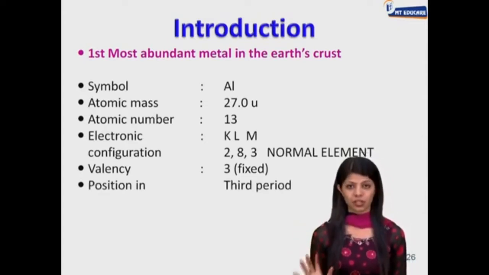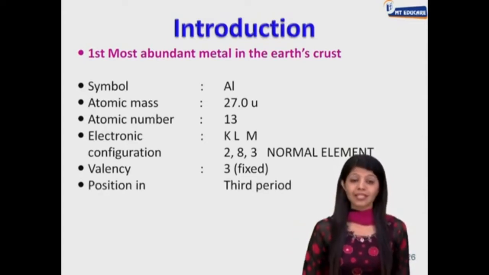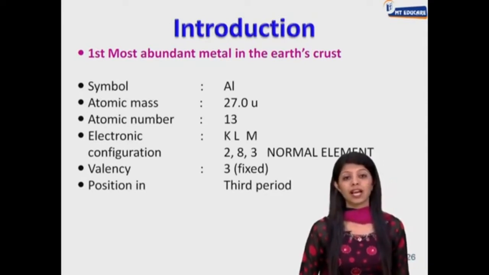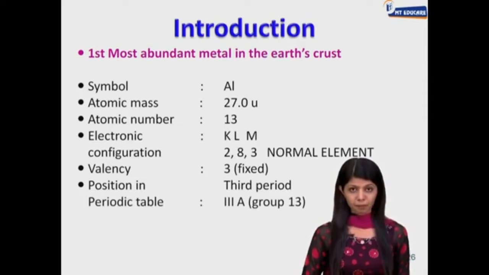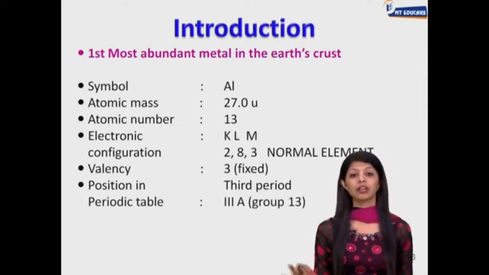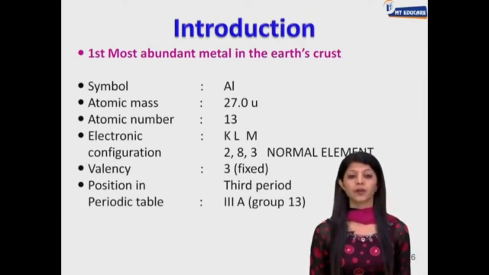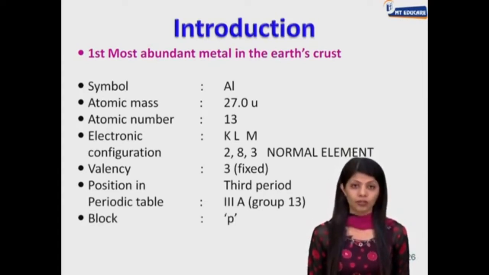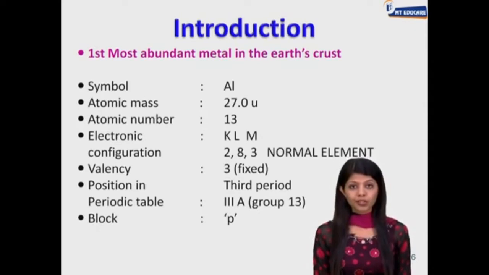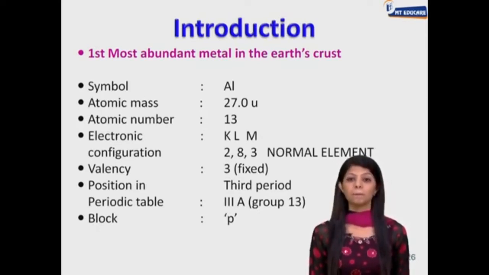That valency is fixed. Position in the periodic table: as it has 3 electrons in the last shell, it is in the third period, and it is in the third A group, or you can say group 13. Alright, now it belongs to the P block. We know that in the periodic table there are 4 blocks, S, P, D, F. So this element belongs to the P block.